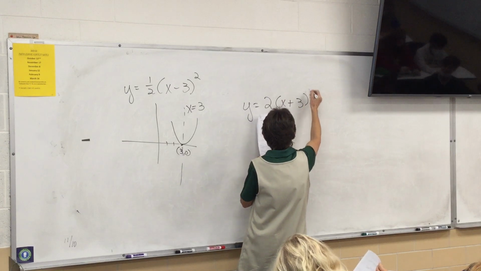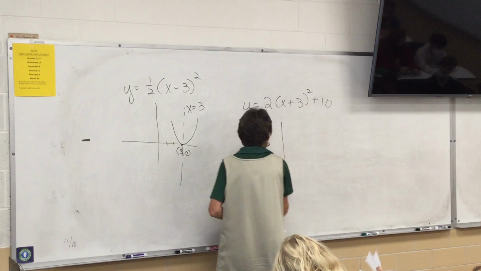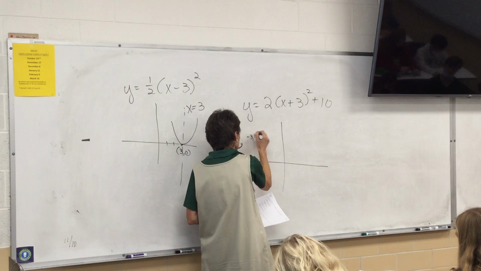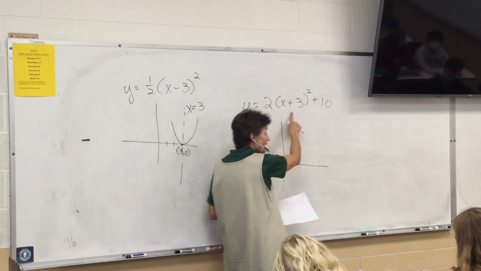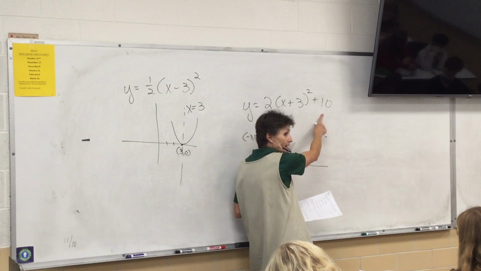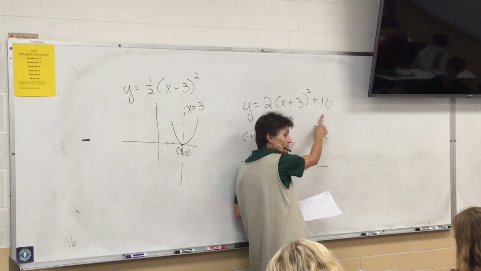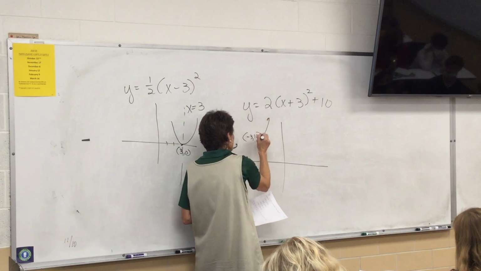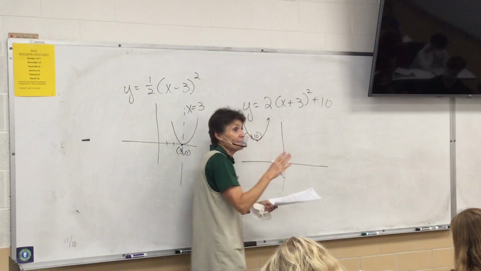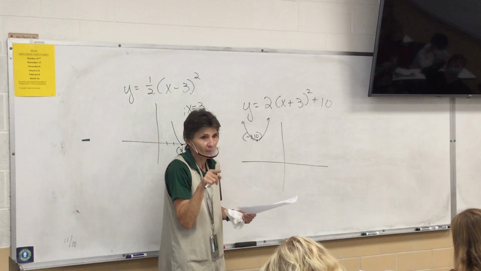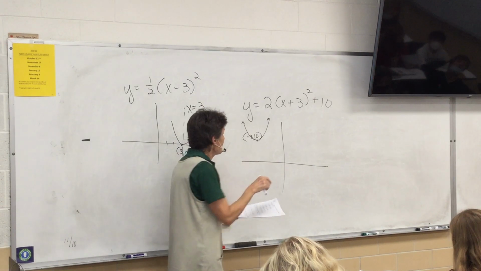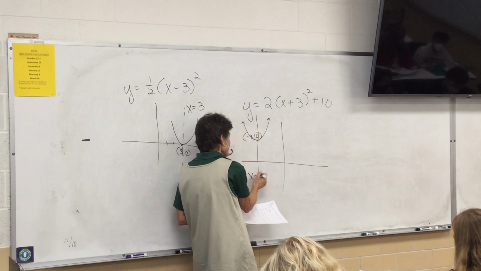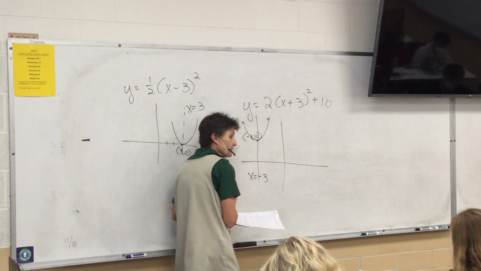Tell me where the vertex is. -3, 10, right? Everybody okay with that? Shift left 3 and up 10. Which way is it open? Positive means up, because quadratics open up, unless you put a negative in front of them. And this is the axis of symmetry, which is x equals -3.